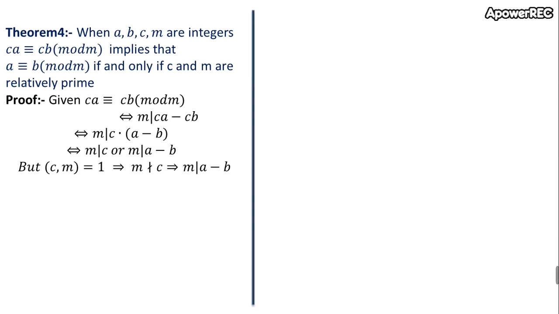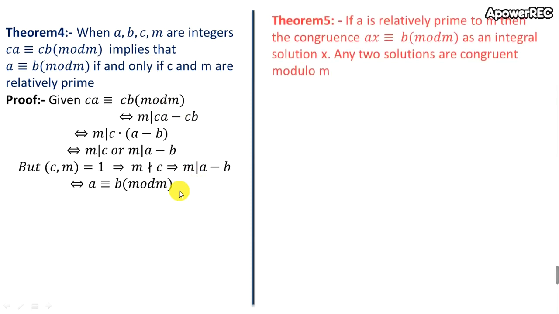Therefore, M doesn't divide C. Therefore, the only option is M must divide A minus B. Hence, which implies that, if and only if, A is congruent to B modulo M. So, since here we have two-sided implications, there is no need to prove a converse direction proof. Hence, this completes the theorem.